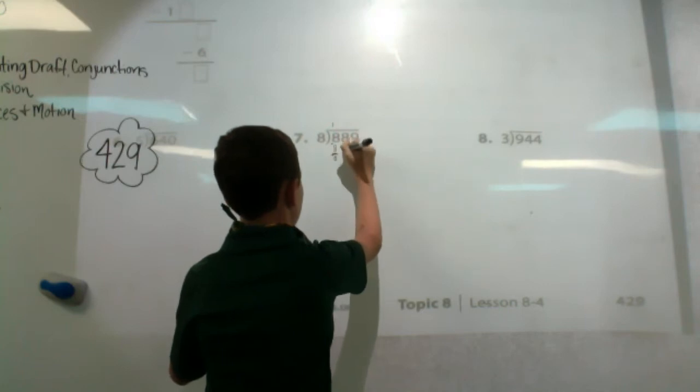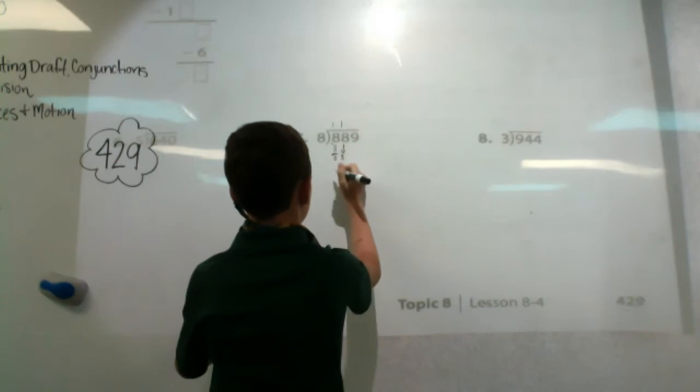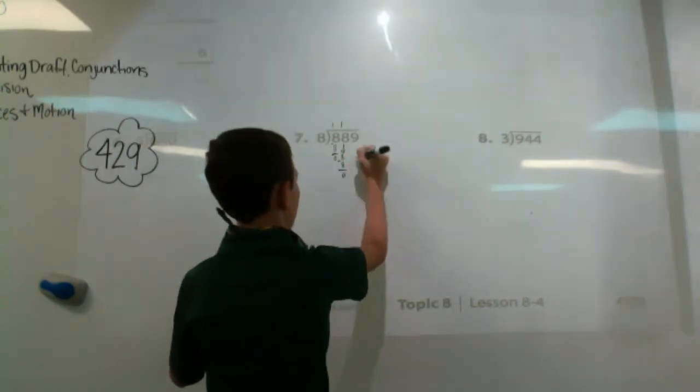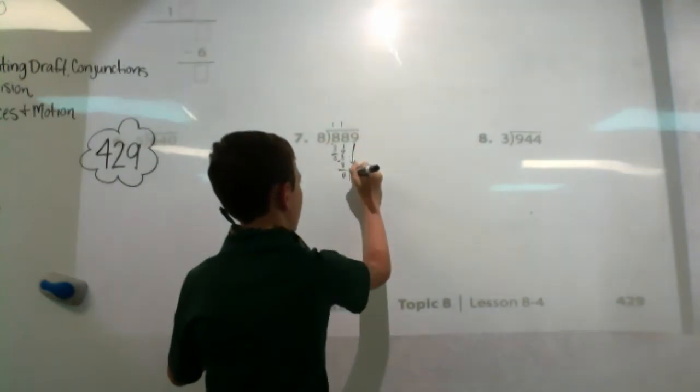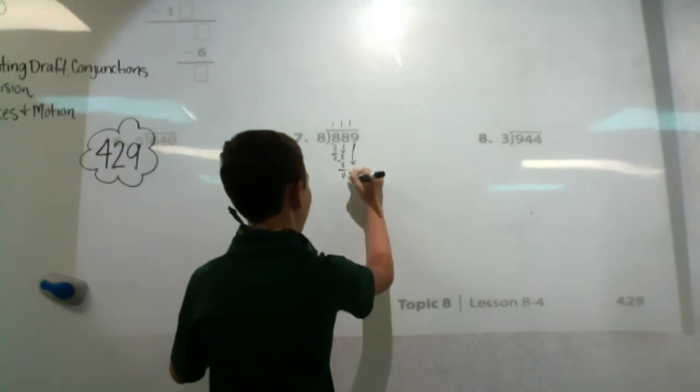All right, so 8 will go into 8 one time. So that's 1 times 8 equals 8. 8 minus 8 is 0. And he brings down the 8. Same thing again. 8 will go into 8 one time. 1 times 8 is 8. 8 minus 8 is 0.